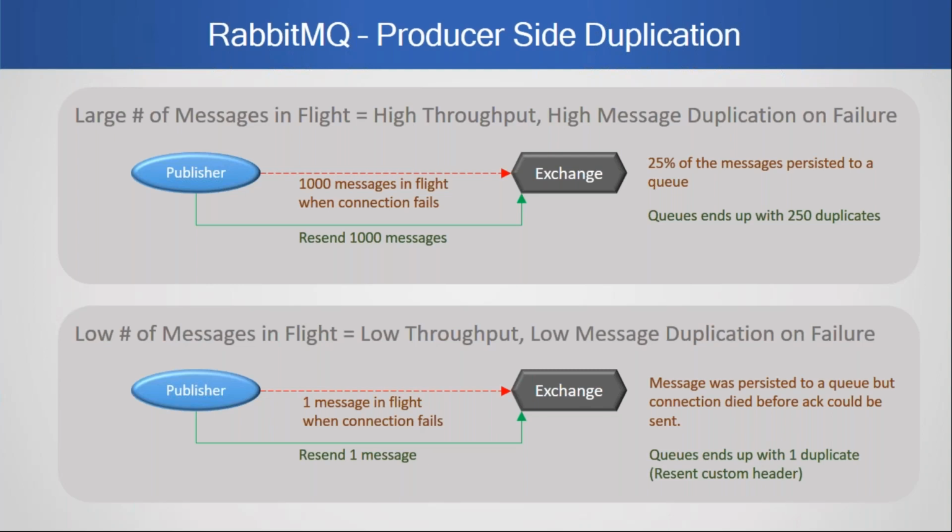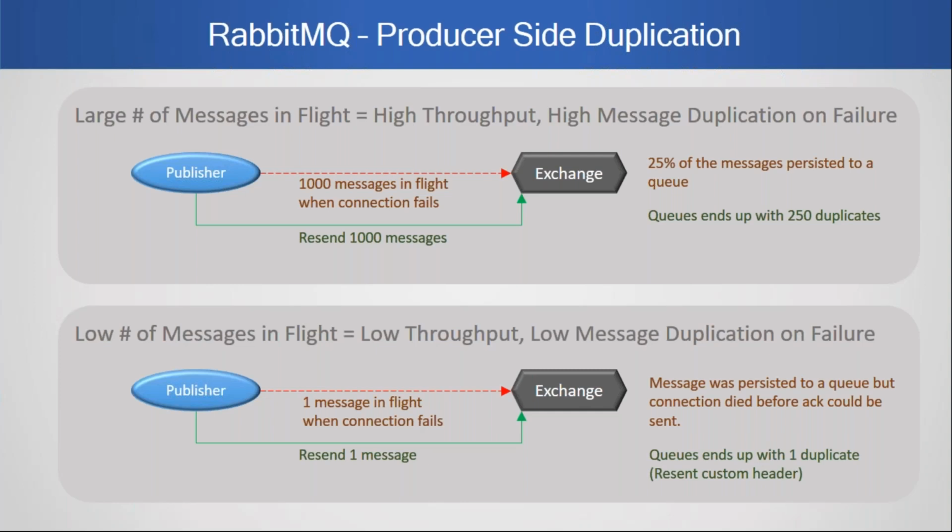And so if the connection fails at that point, we'll never receive the acknowledgements for those 1,000 messages that are in flight. And so the publisher has to decide, well, what should I do? I don't know what happened to those 1,000 messages, so it might decide to resend them. Now, at the broker, the Exchange did manage to save 25% of the messages to queues. But the problem was the connection failed before it could send the ACKs. So it has 250 messages already in a queue. So when we resend 1,000, we now have 250 duplicates.